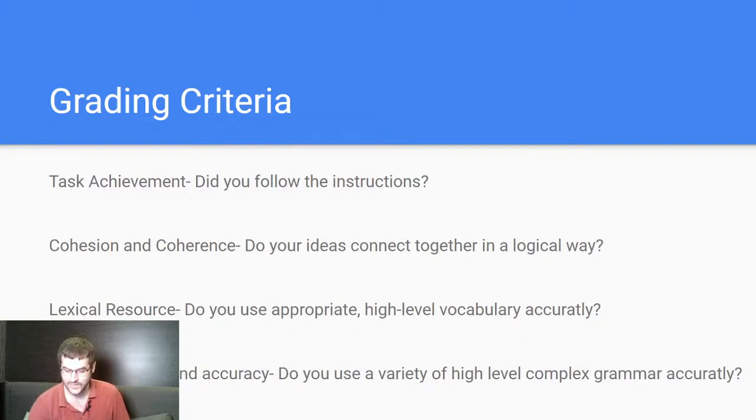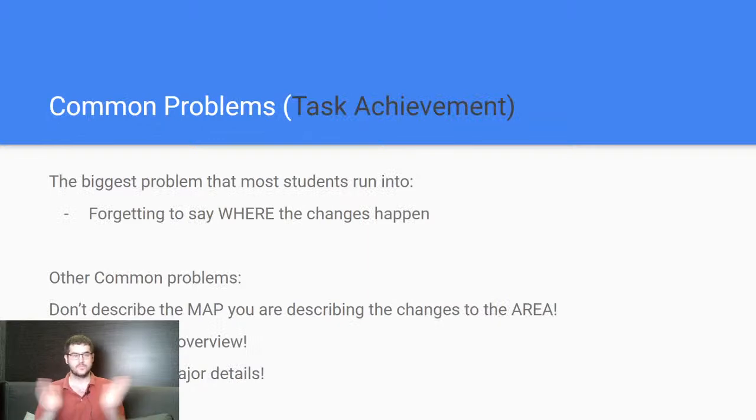Let's keep moving. So, the biggest problems for change over time using maps. The single biggest problem is that a lot of students forget. They forget one or the other.